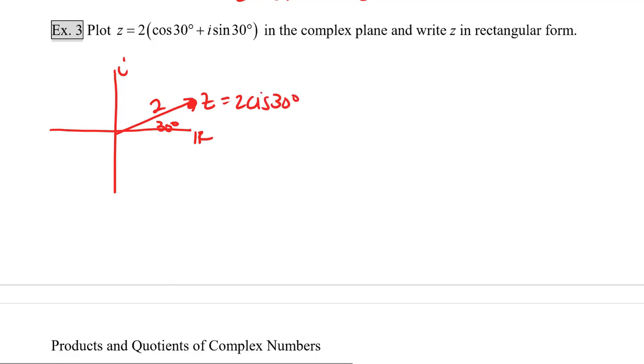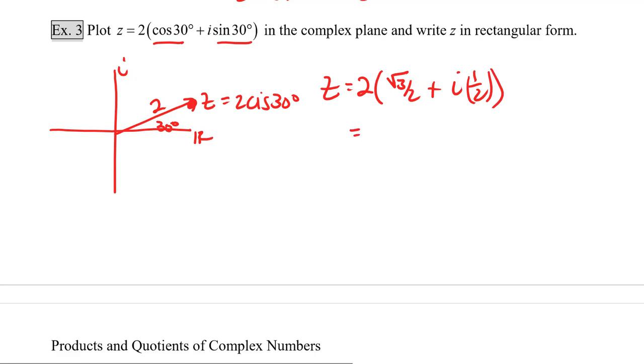And now we want to write this in rectangular form. So I'm literally going to substitute in cosine 30 and sine of 30. So z is equal to 2 times the cosine of 30, which is equal to the square root of 3 over 2, plus i times the sine of 30, which is 1/2.